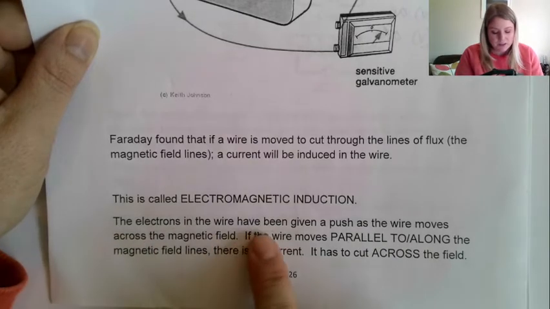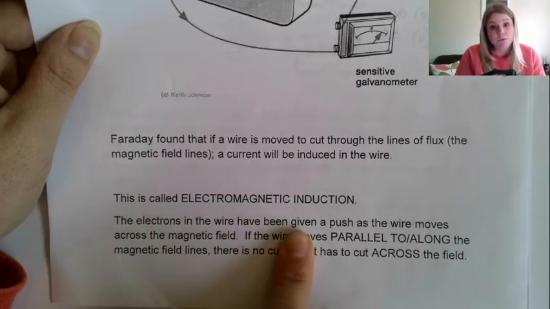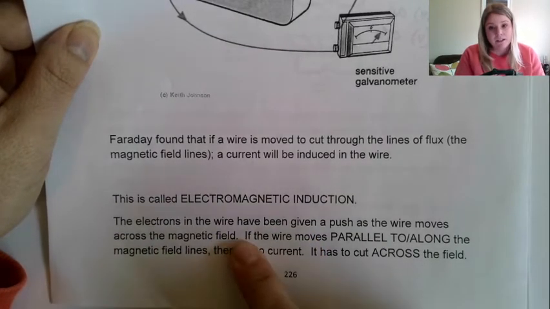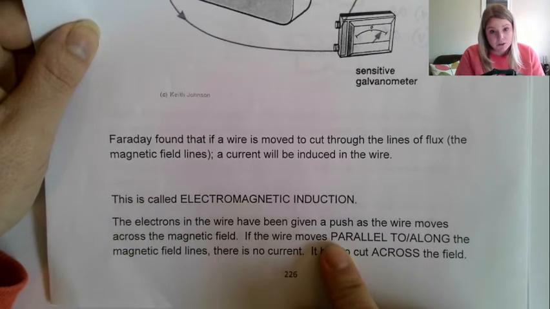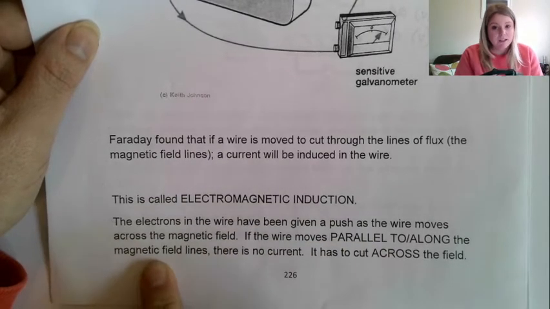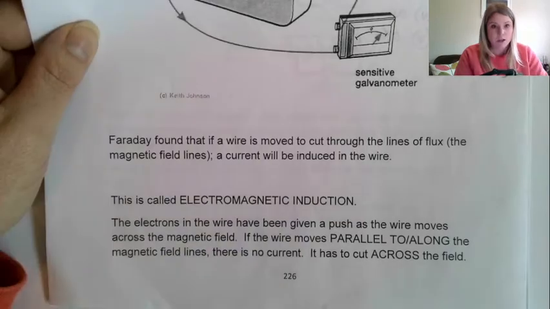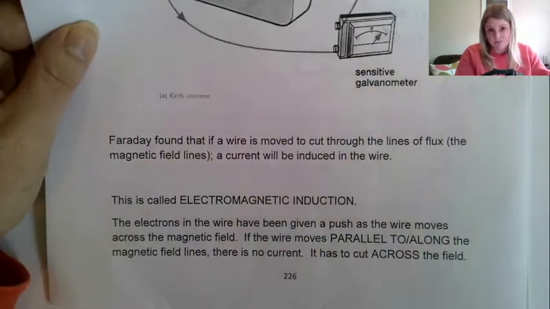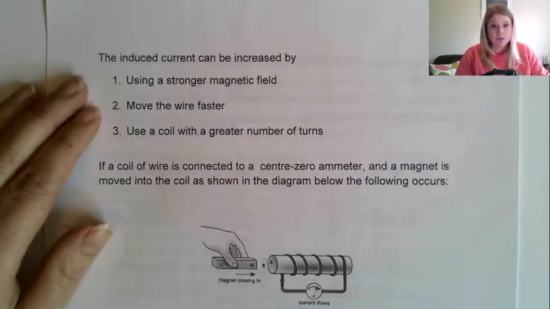So the electrons in the wire have been given a push as the wire moves across the magnetic field. If the wire moves parallel to or along the magnetic field lines, there's no current. It has to cut across perpendicular to get the maximum. So over on to 227.